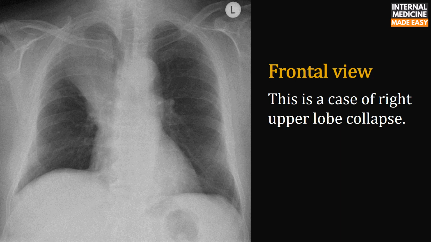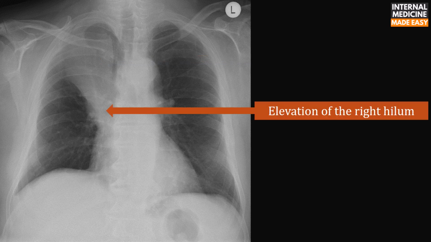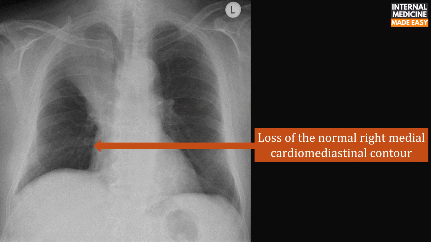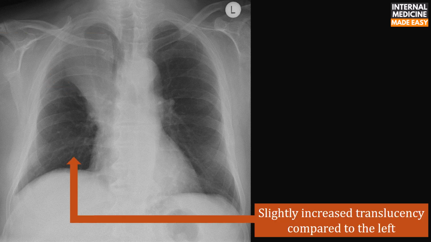This is a case of right upper lobe collapse. There is increased density in the upper medial aspect of the right lung. Elevation of the right hilum is seen. There is loss of the normal right medial cardiomediastinal contour. Elevation of the horizontal fissure is noted, and there is slightly increased translucency compared to the left.